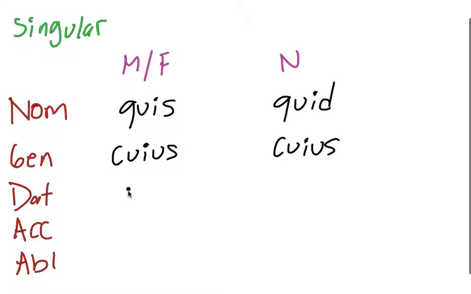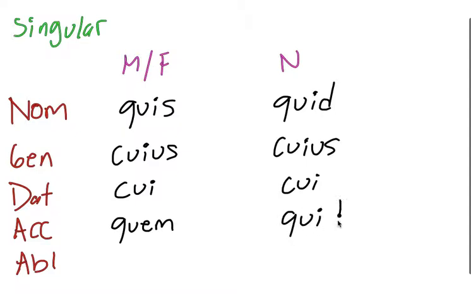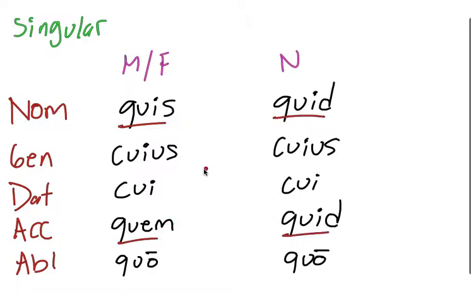By the way, this will look very similar to the forms of the relative pronoun. Dative is qui, and so is the neuter, qui. The accusative is quem. For both masculine and feminine, it's quem. So there's no separate quam for the interrogative pronoun. And then the neuter is quid. Okay, and then the ablative is quo, and also for the neuter. So really the only things that are different are the nominative singulars and the accusative singulars. Everything else is really the same. Okay, so that's the singular.